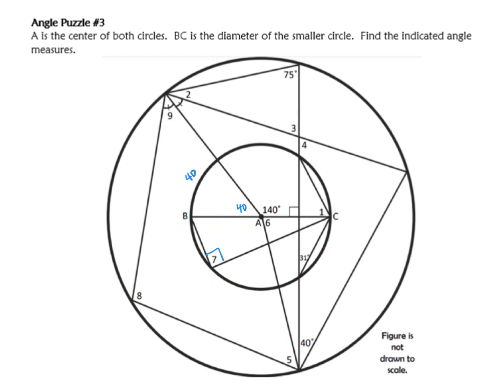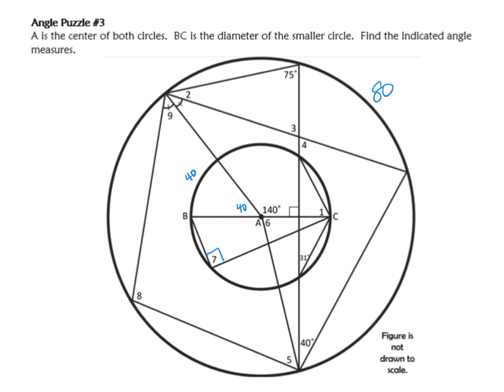Let's go out to the big circle. So here we have three inscribed angles. So let's look at this one. I have 40 degrees. Follow that out. That means that arc is 80.